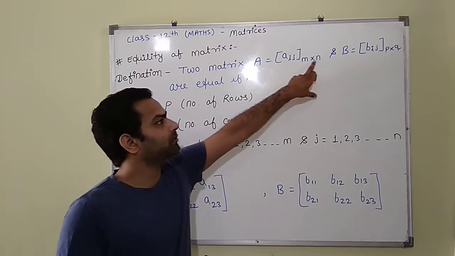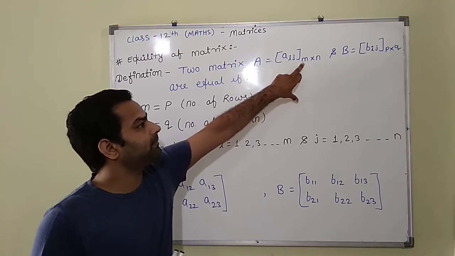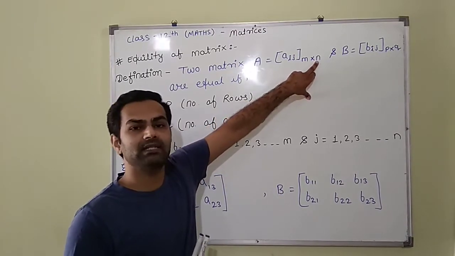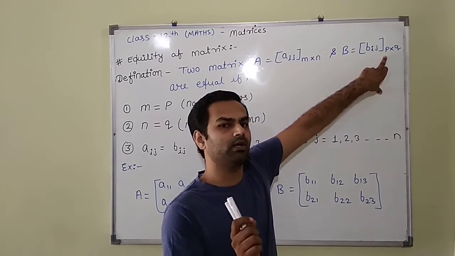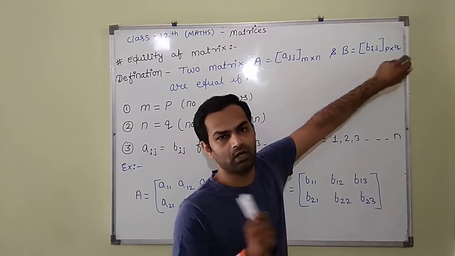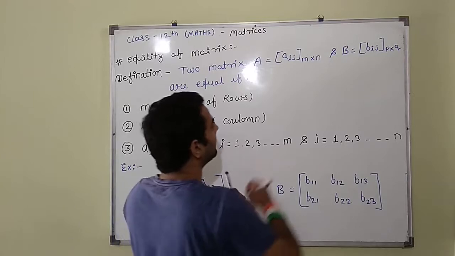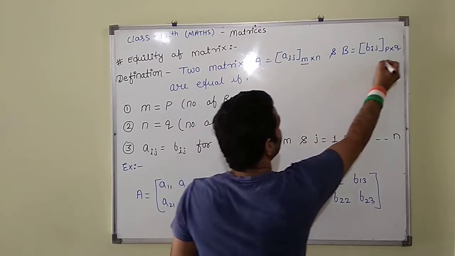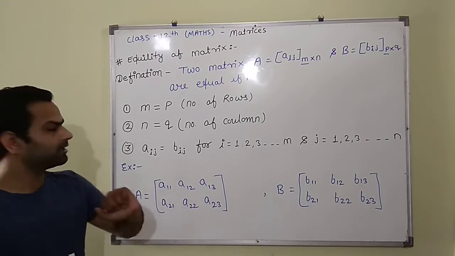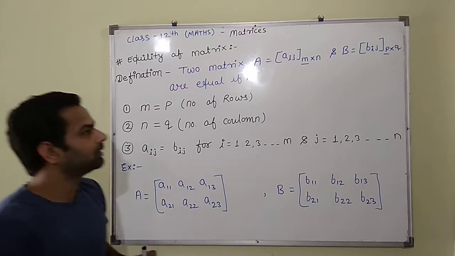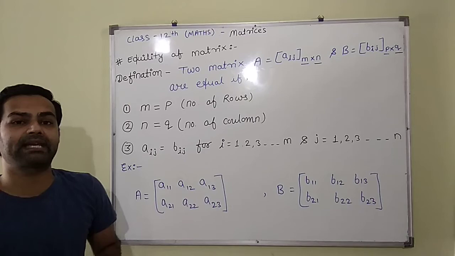Here you can see that m cross n is the order of the matrix, and in the previous video we have seen that m represents the number of rows, n represents the number of columns. In the same manner for matrix B, p represents the number of rows and q represents the number of columns. Okay, so the first condition is m is equal to p. What does it mean? It means that the number of rows in the first matrix must be equal to the number of rows in the second matrix. Okay, now the second condition is n should be equal to q. It means the number of columns in the first matrix must be equal to the number of columns in the second matrix.